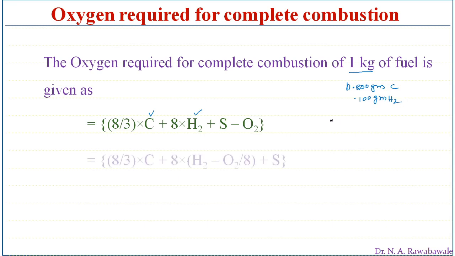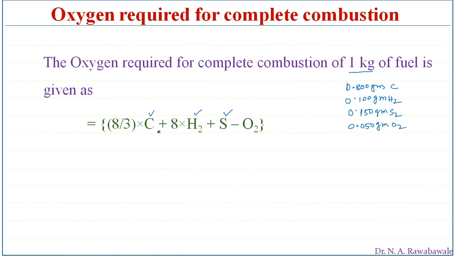Then the remaining is, say for example, sulfur. Sulfur is 150 grams. So this is nothing but the composition. And oxygen is also present, and that is 50 grams, that is 0.05 kg of oxygen present in the fuel. So these are the constraints.